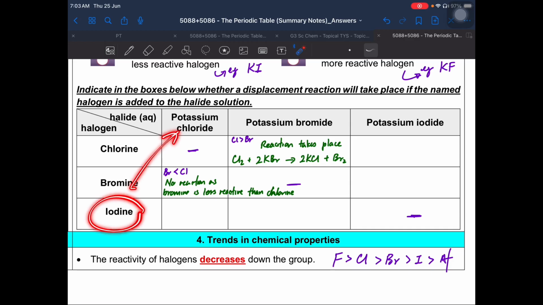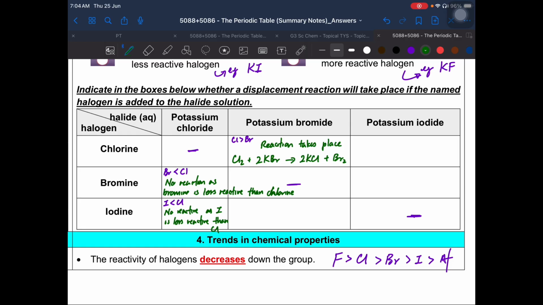Iodine compared to the chlorine inside potassium chloride. And you realize that likewise over here, iodine is less reactive than chlorine. And once again, there will be no reaction, okay, as I is less reactive than Cl. And that is what displacement is about. You need to be able to look at the lonely challenger coming in and compare to that exact chemical inside the compound to see whether there can be a fight, a challenge.